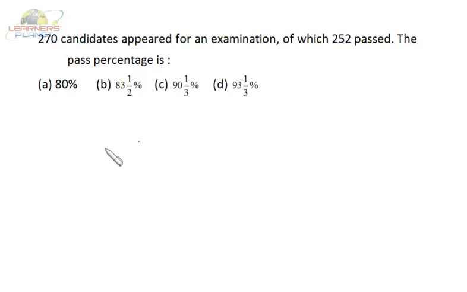Now let's see this question. 270 candidates appeared for an examination, of which 252 passed. What is the pass percentage? See, in total there were 270 students. Out of them, 252 passed. So we need to find out the percentage.